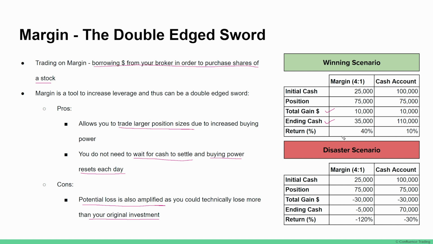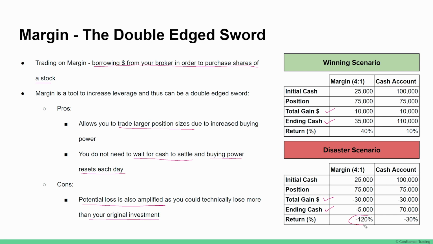Unfortunately, the same thing can happen on the downside, and this is where you need to be super, super careful with margin. In this situation, we're going to say same things. We took out the exact same positions, but this time we lost really bad. We lost $30,000. Therefore, in the margin account, you now have a negative balance of your account. Okay, you started with $25,000. You now owe your broker $5,000.